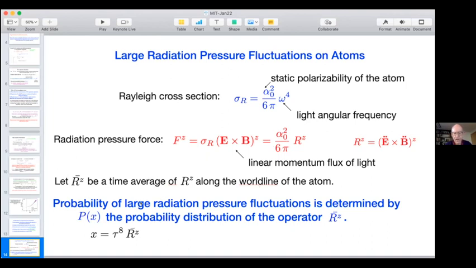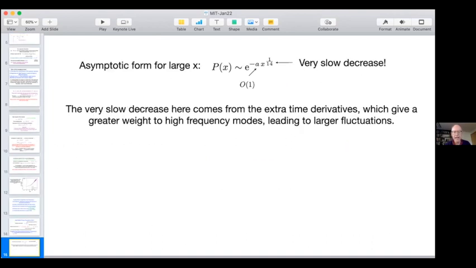And then the probability of a large radiation pressure fluctuation on an atom is determined by the corresponding probability distribution. But this is a little different than the probability distribution for operators like energy density because of these derivatives. In order to be dimensionless, this operator needs a tau to the eight out in front rather than a tau to the fourth. And that changes the nature of the probability distribution as well. In particular, the asymptotic form of the probability distribution for large X, this is still the world line limit, is going to fall off as an exponential of a 1/14th power. This is a very slow decrease. This 1/14th comes because we assume that the sampling function is still described by an alpha over half.